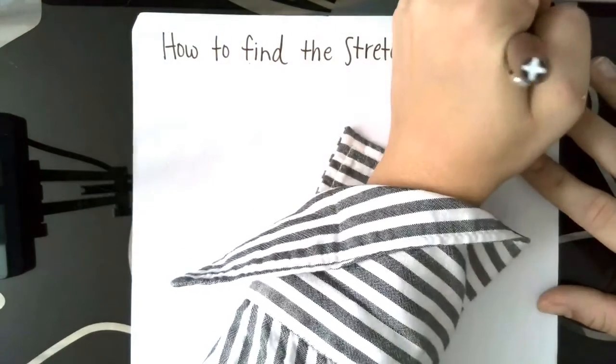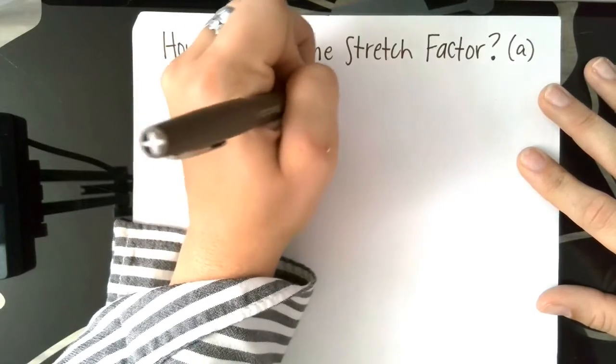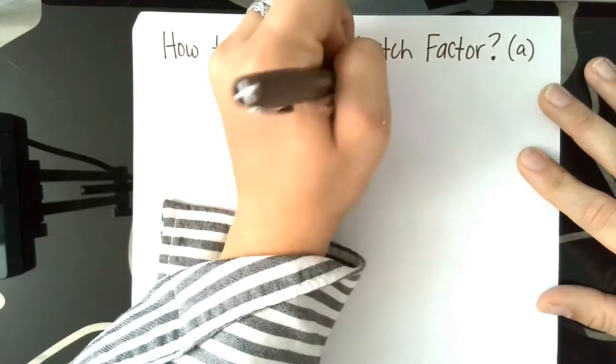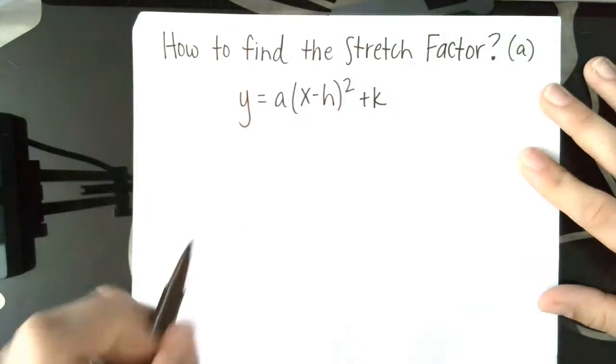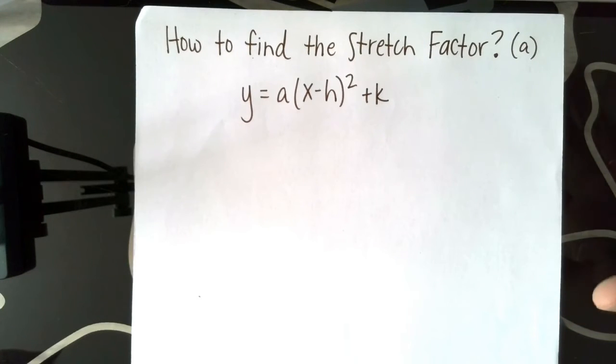And remember, this is our A in the equation y equals a(x minus h) squared plus k. So A here is that stretch factor I'm talking about. And we talk about if it's a fraction, it will compress. A whole number will stretch. And if it's negative, it will flip our parabola upside down.